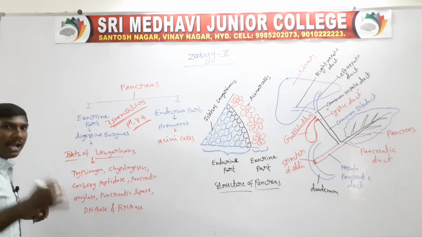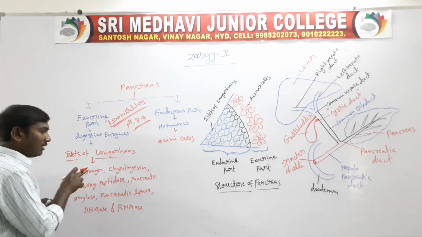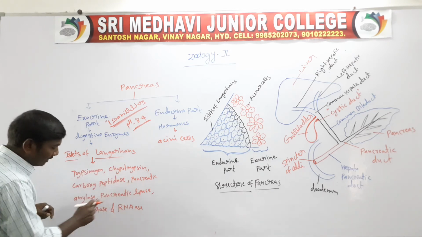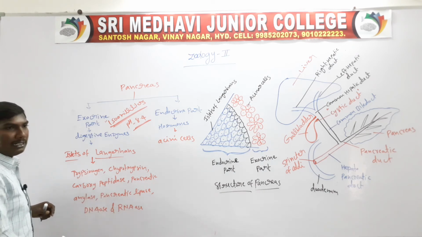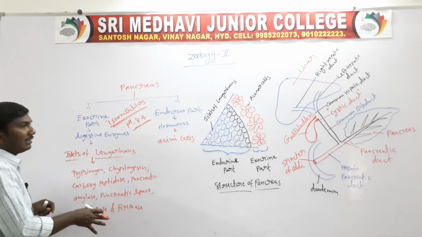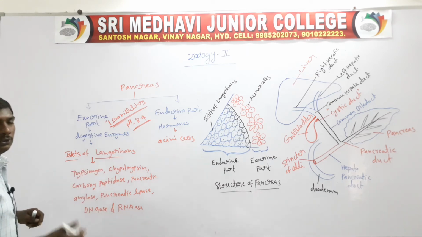The pancreatic juice contains the enzymes trypsinogen, chymotrypsinogen, carboxypeptidase, pancreatic lipase, pancreatic amylase and nucleases like DNase and RNase. They are all present in the pancreatic juice.